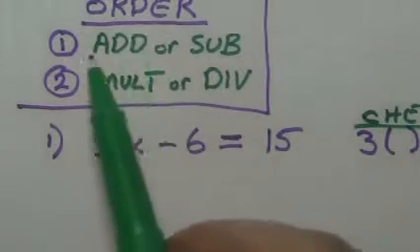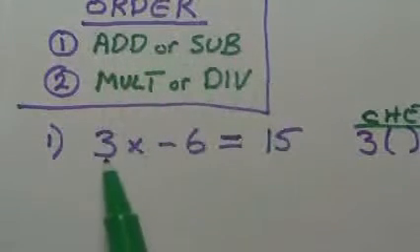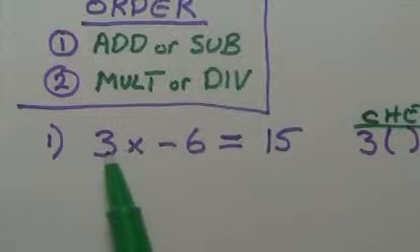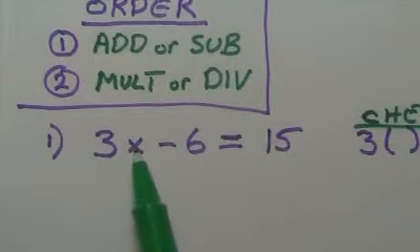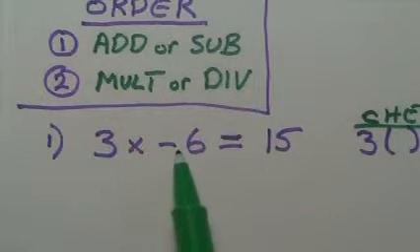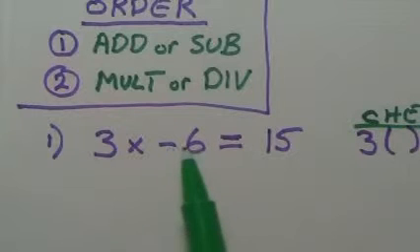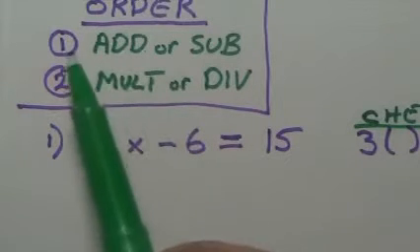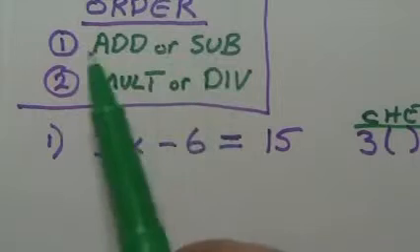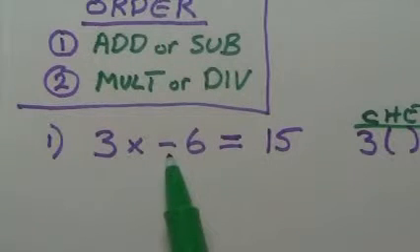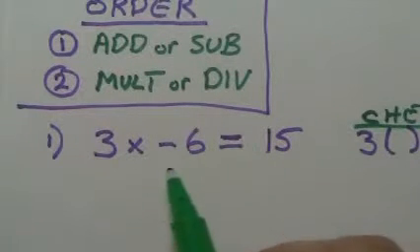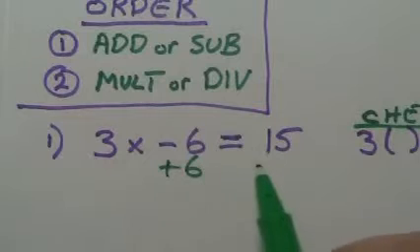Okay, remember, the order we do things is adding or subtracting. So look, I could take care of the multiplying, take care of this 3 times x by dividing by 3, or I can add 6 to get rid of the minus 6. Well, what I want to do is take care of any adding or subtracting first. So I will take care of this. To get rid of the minus 6, I add 6.